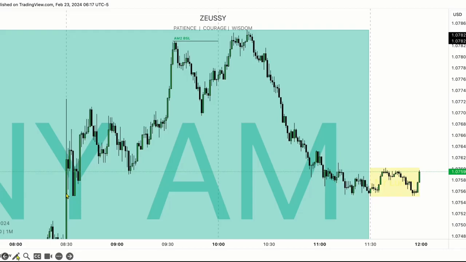Now, my question to you is the following. What confirmed the change in state of delivery above the second AM cycle's buy side liquidity? Take a good look and we'll then showcase it to you.